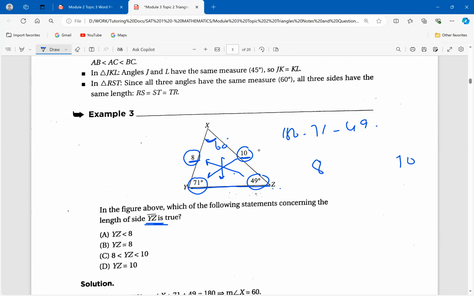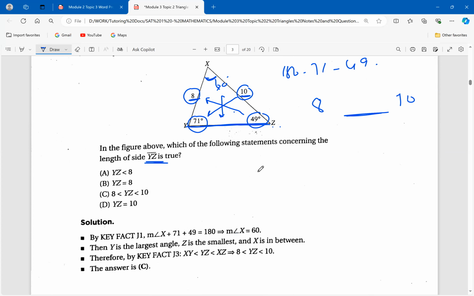Now, this length x, this YZ, is going to be in between 8 and 10. So it'll be more than 8, it'll be less than 10. Hence, this condition is true. So we're going to use this concept of corresponding lengths and angles, and this is how we get the answer. Is this clear to all of you?